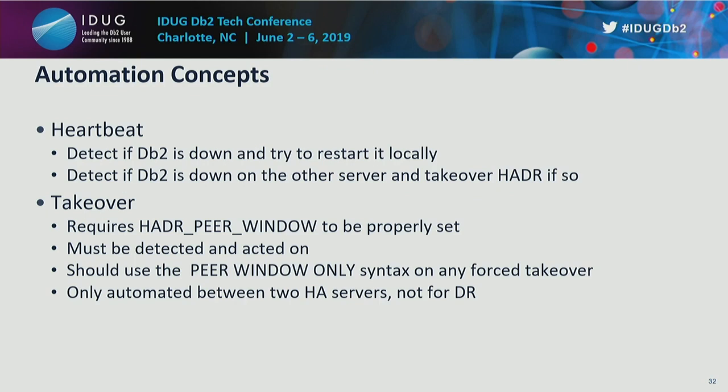When we're automating, we need a heartbeat. The idea with a heartbeat is that we want to detect if Db2 is down, and TSAMP will actually try to restart it locally first. And if it can't restart it locally, then it will go ahead and initiate a takeover situation. The takeover requires the HADR peer window to be properly set. If that's not properly set, you won't get a takeover.